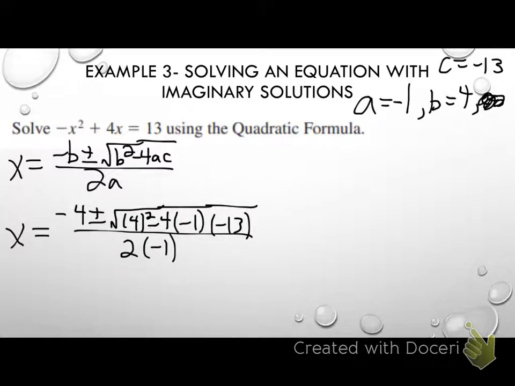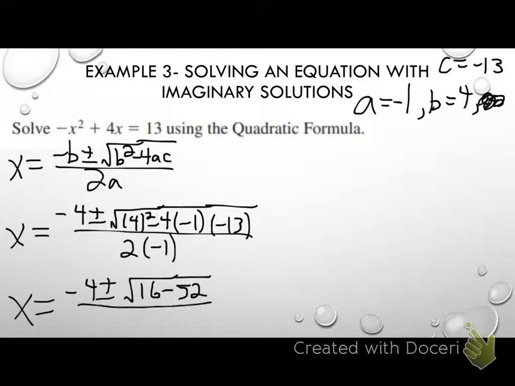We okay with how I plugged in? Yeah. -4 plus or minus. What's 4 squared? 16. What's -4 times -1? Positive 4. Positive 4 times -13 is -52. All over. What's 2 times -1? -2. You okay with that?